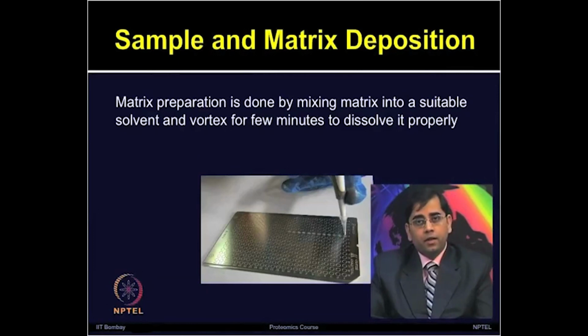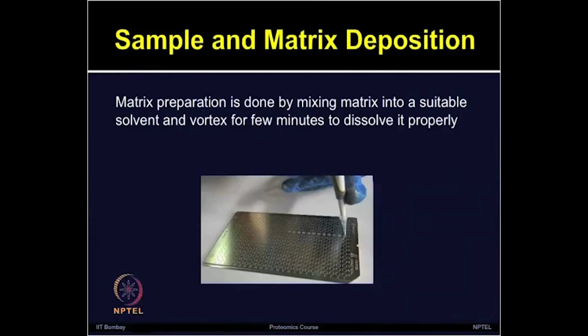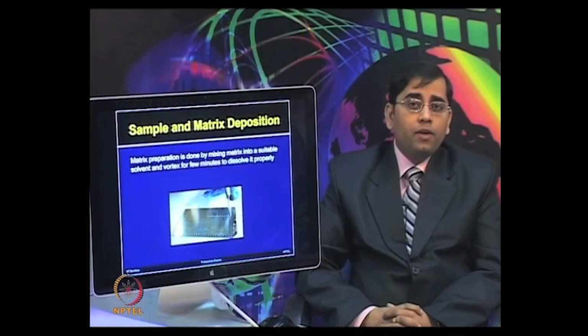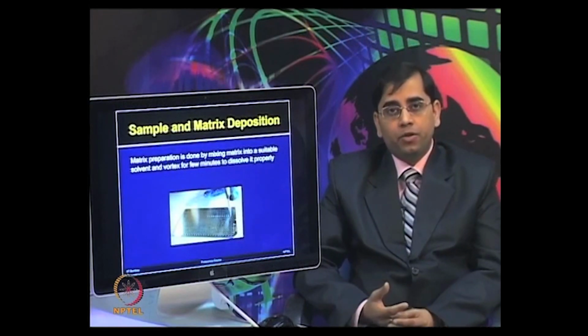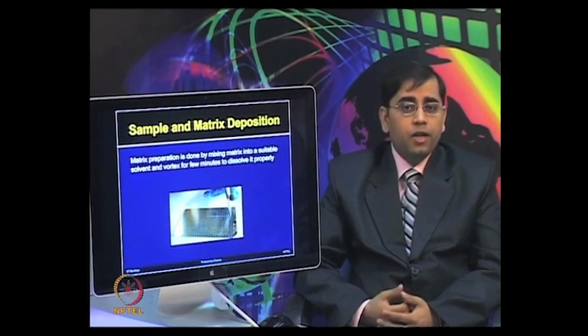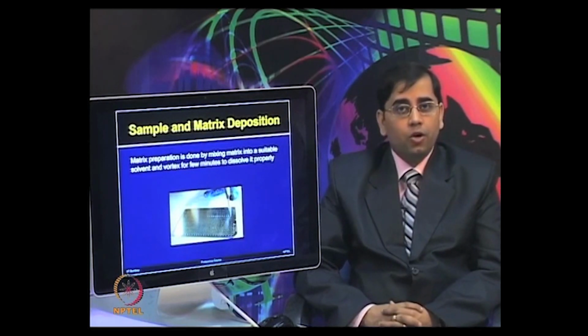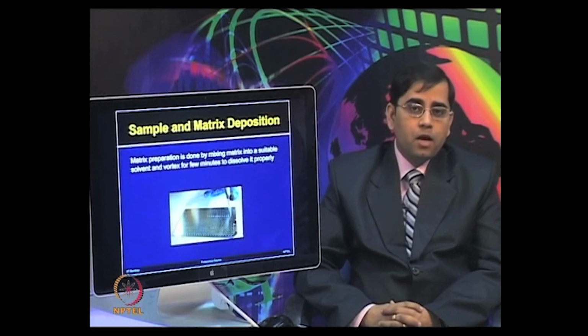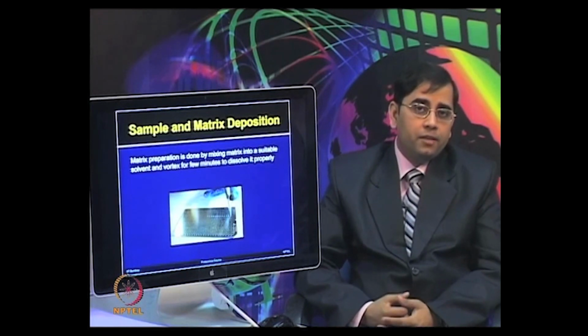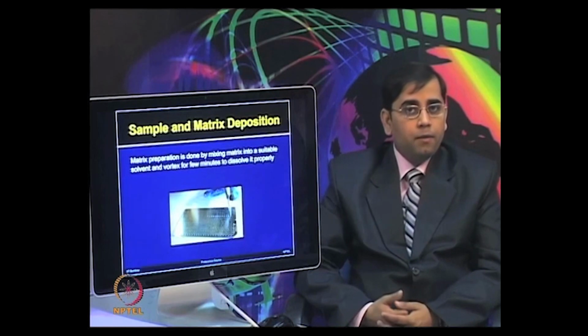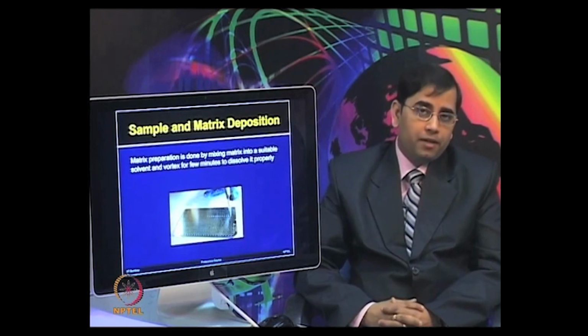Now, you are ready with both your analyte, the protein which you want to analyze, as well as the matrix which you have selected for your application. Now, one needs to think how to deposit that sample on the MALDI target plate. There are many ways of depositing sample and matrix onto the MALDI plate. Mostly, sample and matrix are mixed in an Eppendorf tube, and then the mixture is directly deposited by using a micropipette onto the MALDI plate.